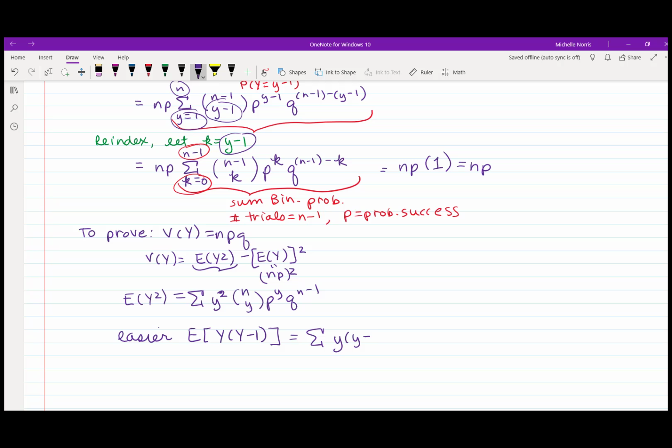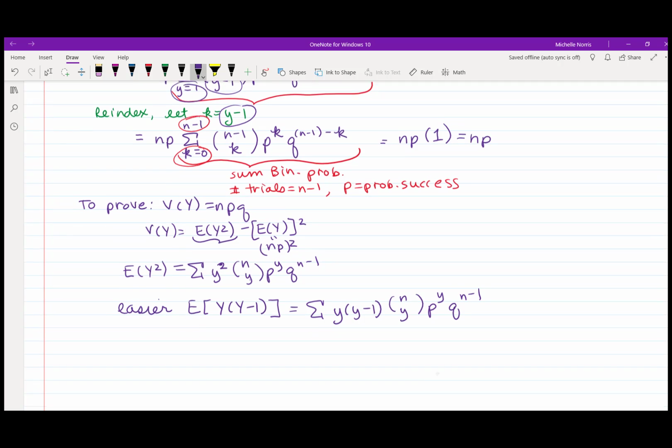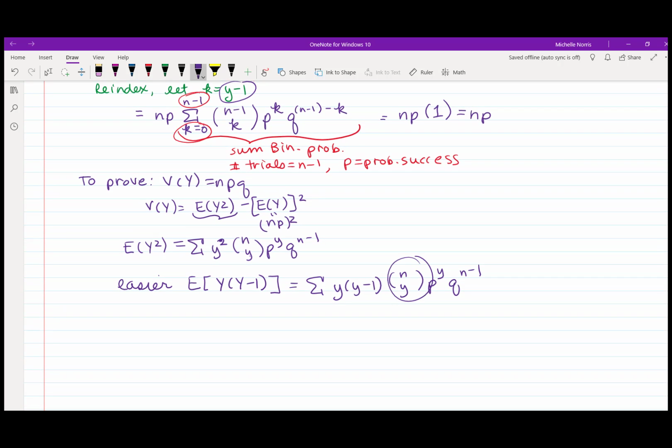So that'd be y times y minus 1 times n choose y, p to the y, q to the n minus y. And then when you break this combination down into n factorial over y factorial times n minus y factorial, inside this y factorial you have a y times y minus 1. So that will cancel with some of these. And then you can again manipulate the summation into being a sum of a bunch of binomial probabilities.